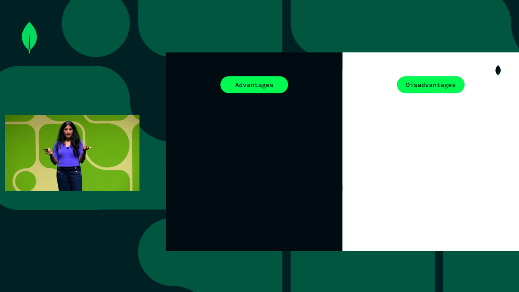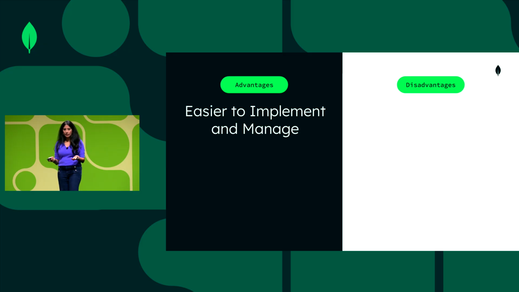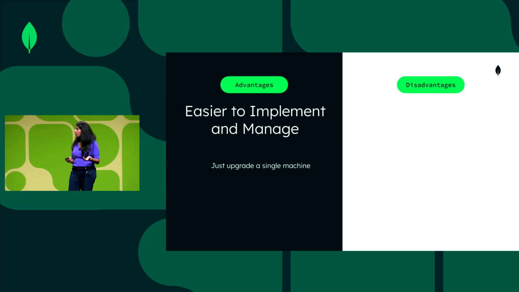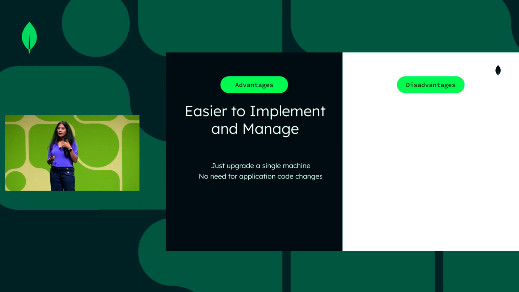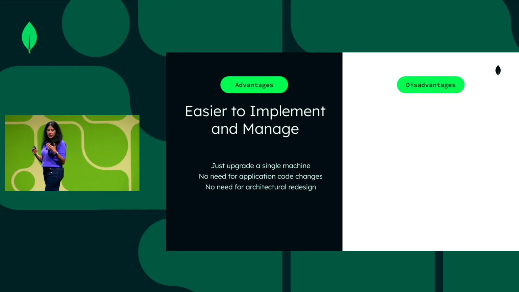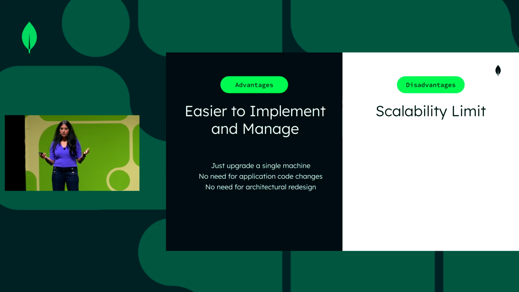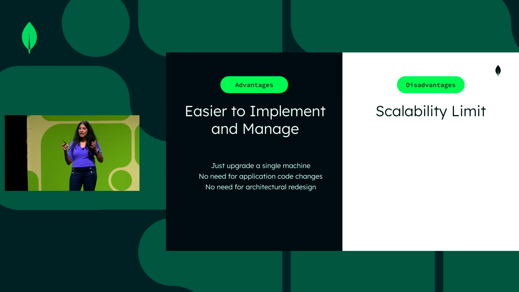Vertical scaling, as you can imagine, is very easy to implement and easy to manage. Just a click of a button and you're sorted. You don't have to really make any application changes. You definitely don't have to think about your architectural design. So what are the disadvantages of vertical scaling? Why doesn't the whole world just keep using that?